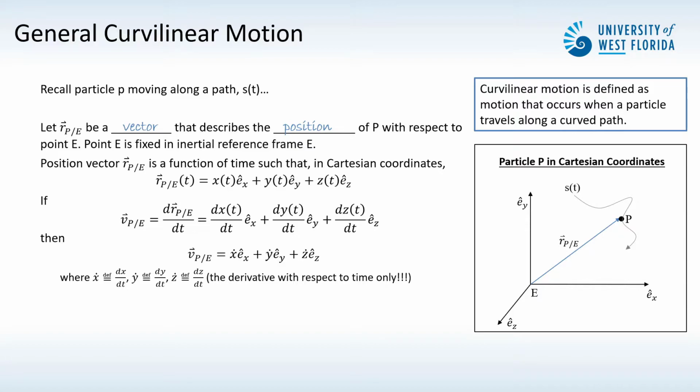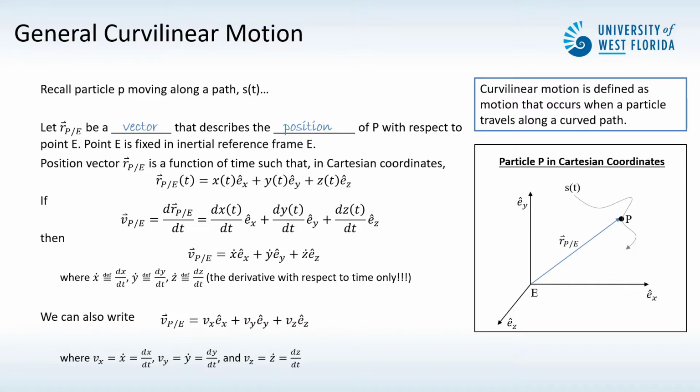Recall that we often write x, y, and z without the t in parentheses, even though they're frequently functions of time. We can also write the velocity vector as vx ex plus vy ey plus vz ez, where vx equals x dot, and so on. Again, vx, vy, and vz are still functions of time, even though we haven't written the t after them. To recap, vx, x dot, and dx dt are just 3 different ways to express the same quantity. And remember, the velocity vector is always tangent to the path of motion.